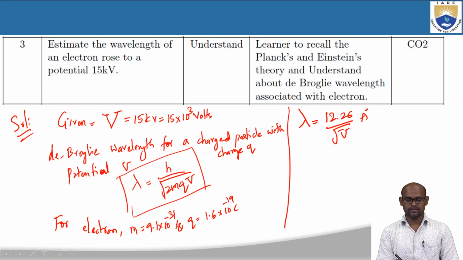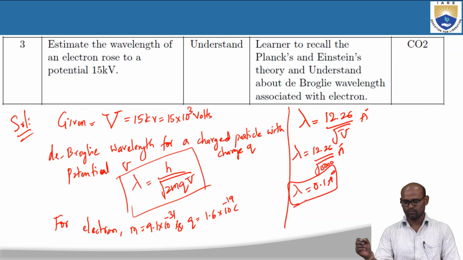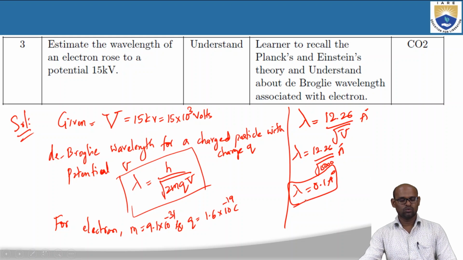But in general, for any other charged particle, it is lambda is equal to h by square root of 2mqV. By substituting the potential in this formula, we get 12.26 by square root of 15,000 angstroms. The answer is 0.1 angstroms. So an electron experiencing a potential of 15 kilovolts has a wavelength of 0.1 angstroms.